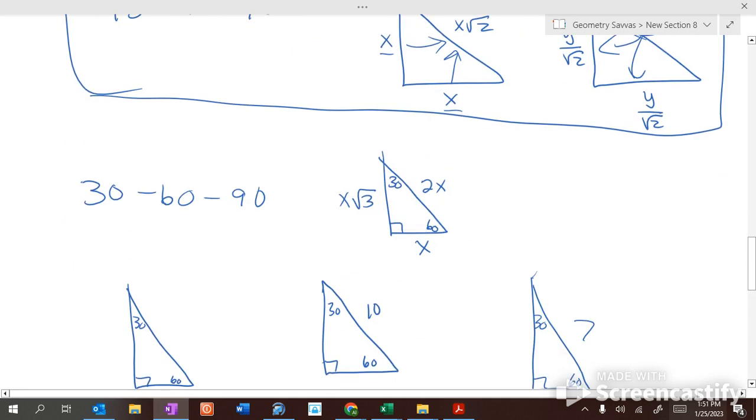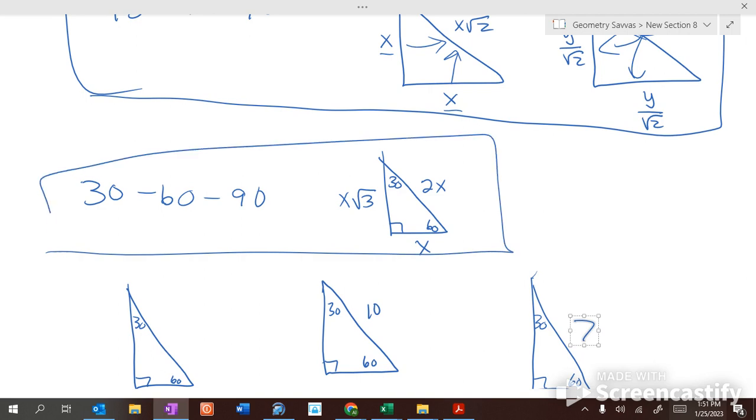In a 30, 60, 90, you always find the short leg first. And from the short leg, it leads us to the other two legs. So, if the short leg is x, the long leg is x times the square root of 3, not the square root of 2, but the square root of 3. And the hypotenuse is 2x, twice as long as the short leg. So you take the short leg times 2 to get to the hypotenuse.